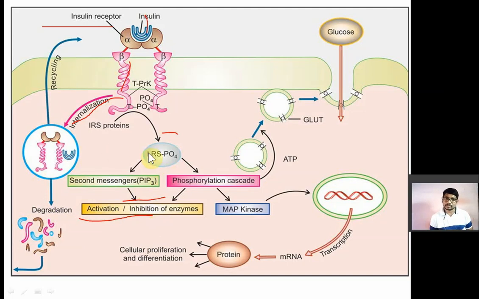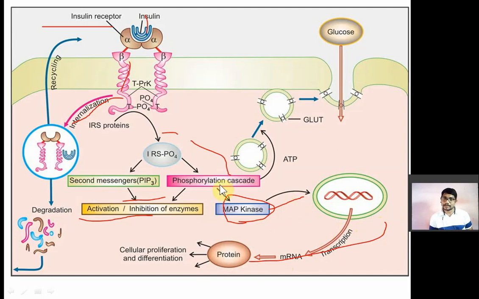After the series of phosphorylation cascade, there is again an activity known as kinase activity, and that will directly affect the DNA. It will cause changes in the DNA, stimulate the transcription, and stimulate the synthesis of proteins responsible for cell growth, that is cellular proliferation and cell differentiation.